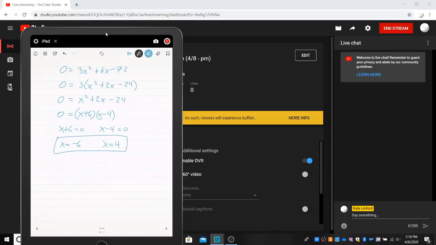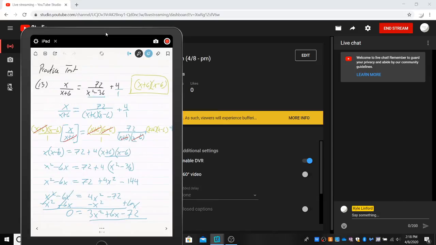When solving the quadratic, we get these two solutions. Now, let's take a look back at what our work was. We attempted to solve a rational equation.